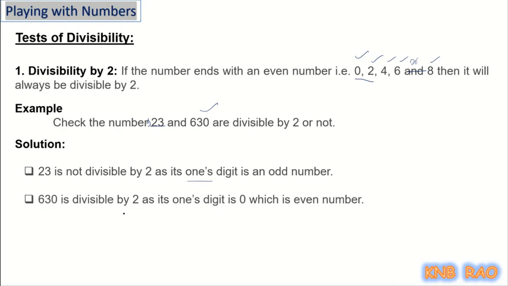Moving to 630, it is divisible by 2. Why is it divisible by 2? Because its units place digit is 0, thus 630 is an even number. So, surely it is divisible by 2.